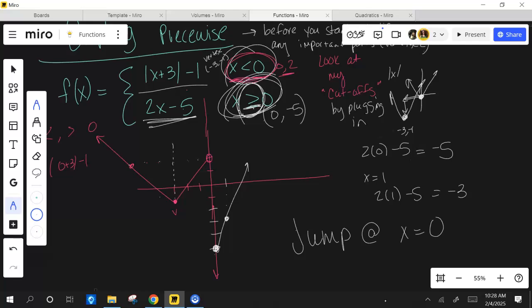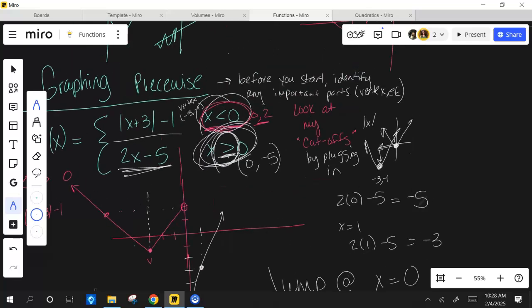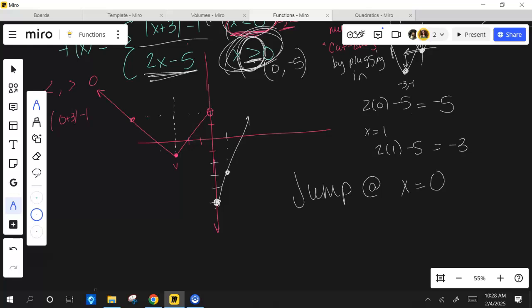Because of this line under that inequality sign. All right, still not done. Pick an x that's bigger than 0. Look at what the cutoff is saying. That's just a line. 2x minus 5 is just a line.